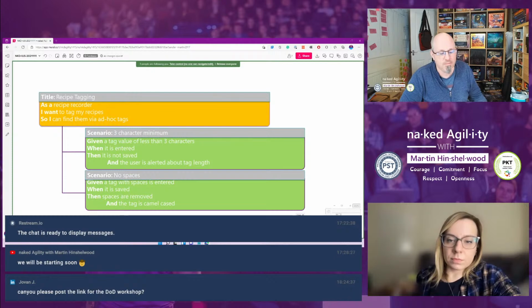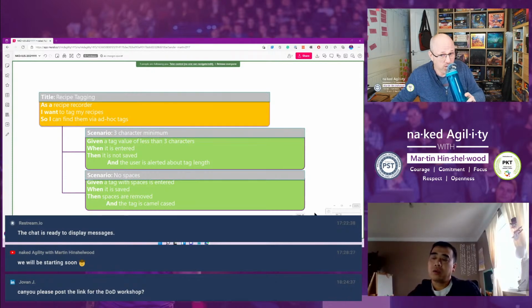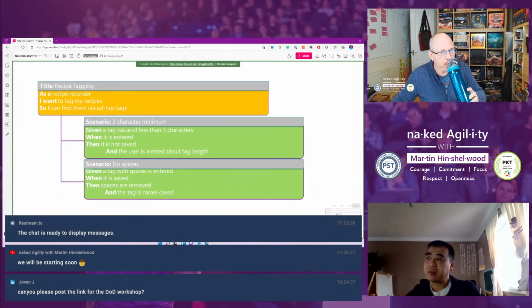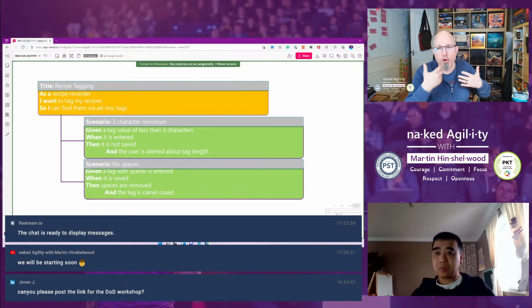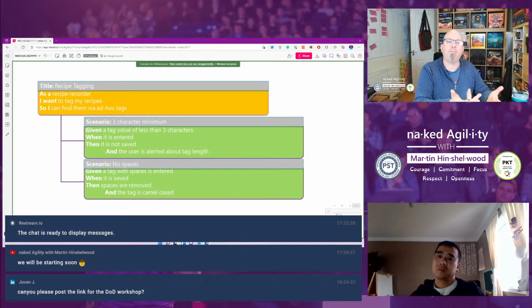But are these two scenarios also could be considered as two acceptance criteria? Yeah, I would say we're using a technique for writing acceptance criteria called scenarios. That's the way I would look at it.